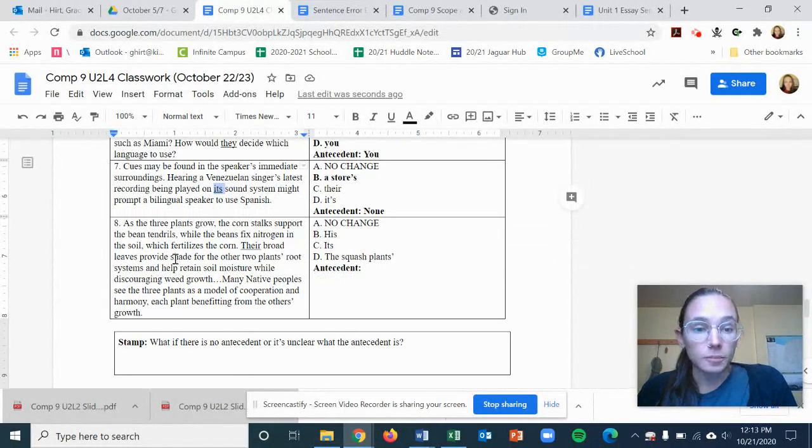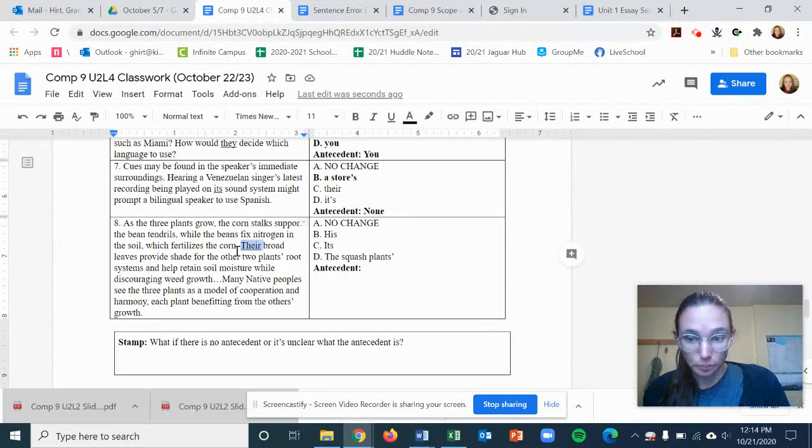Okay, and then number 8, we have a similar situation. So as the 3 plants grow, the corn stalks support the bean tendrils, while the beans fix nitrogen in the soil, which fertilizes the corn. Their broad leaves provide shade for the other 2 plants' root systems and help retain soil moisture while discouraging weed growth. We don't know, so we have 3 plants up here. We don't know which plant we're talking about, right?